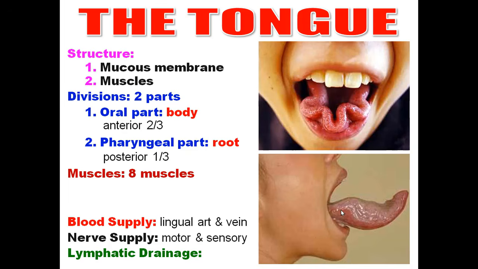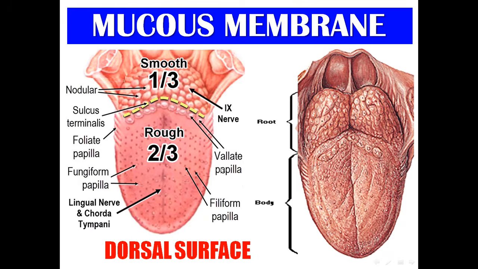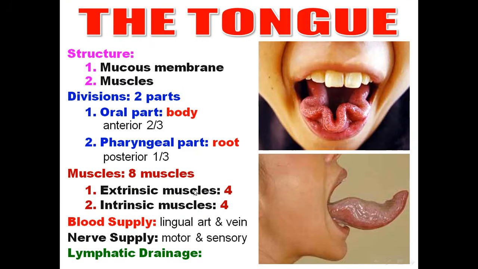Regarding the muscles of the tongue, they are 8 muscles, arranged into 4 extrinsic muscles and 4 intrinsic muscles. Regarding the blood supply, it is supplied by the lingual artery and lingual vein, and then we'll talk about the motor and sensory nerve supply and the lymph drainage of the tongue.